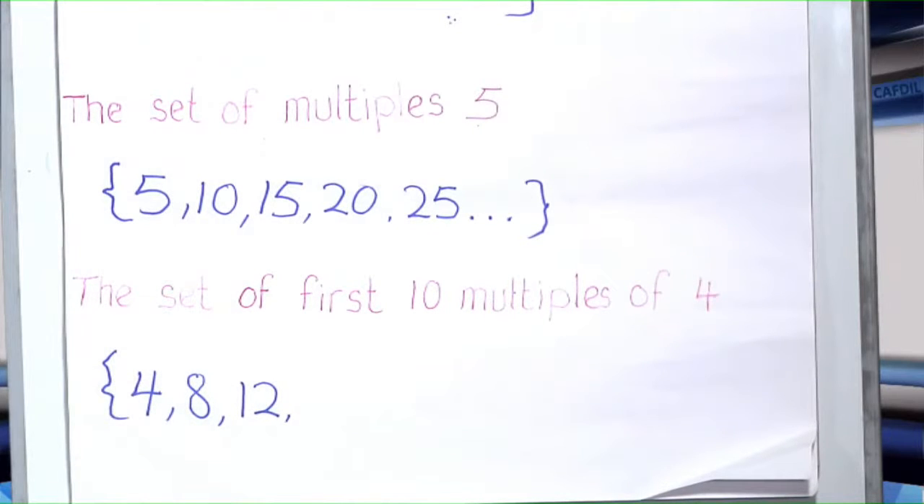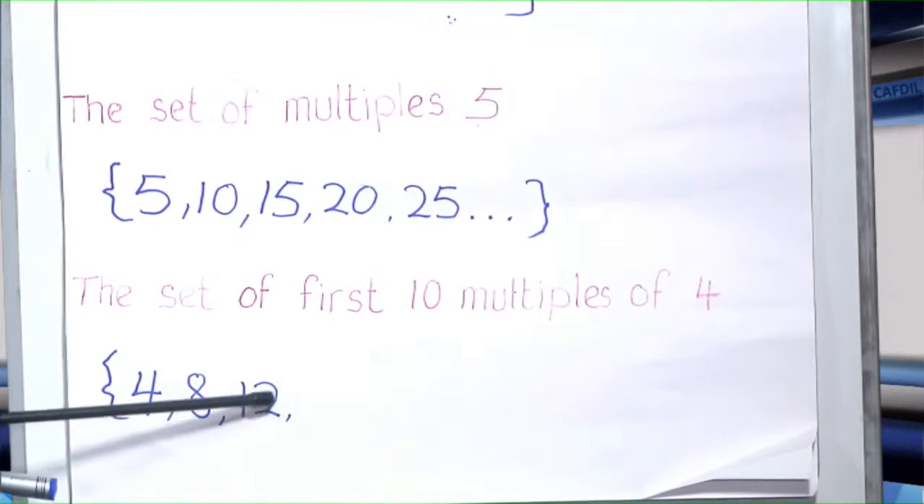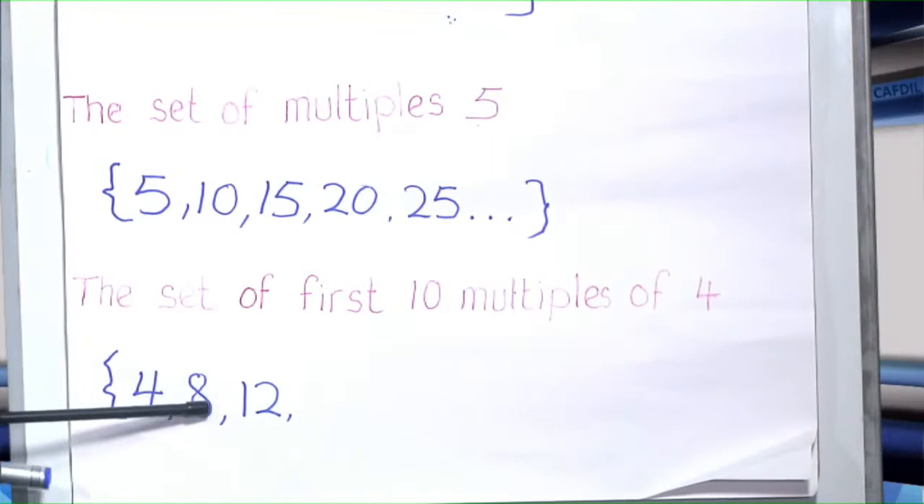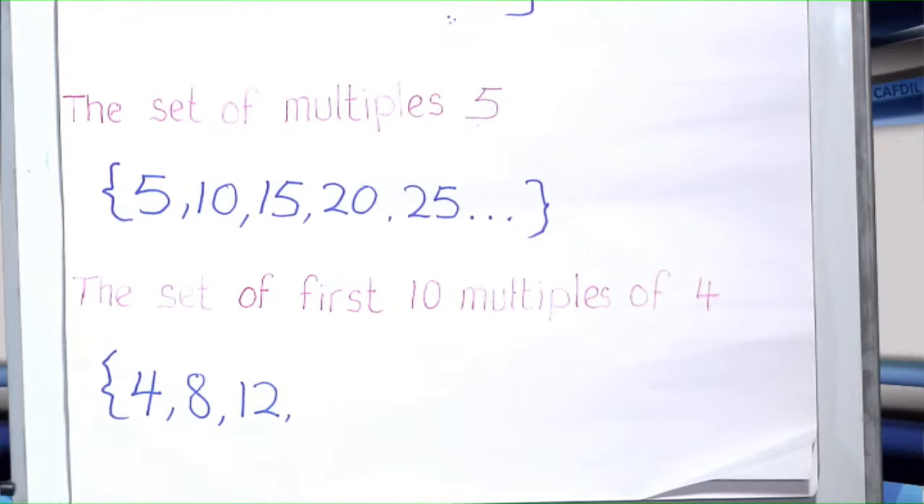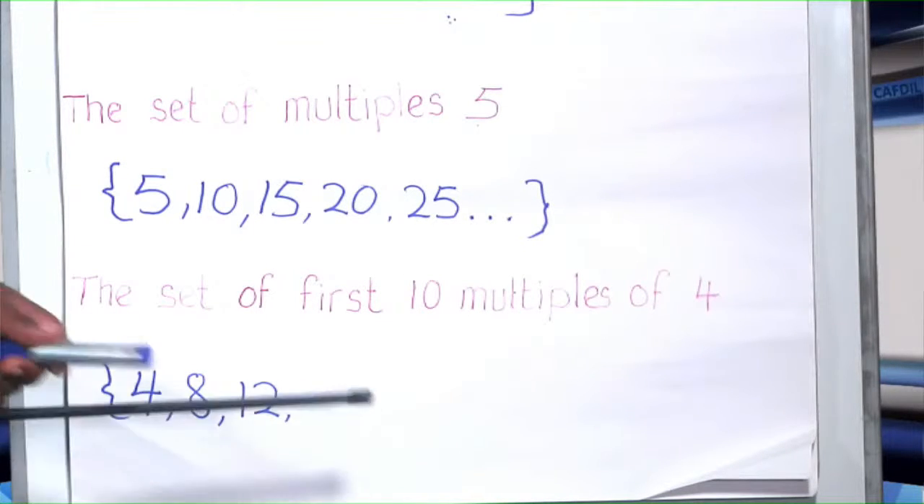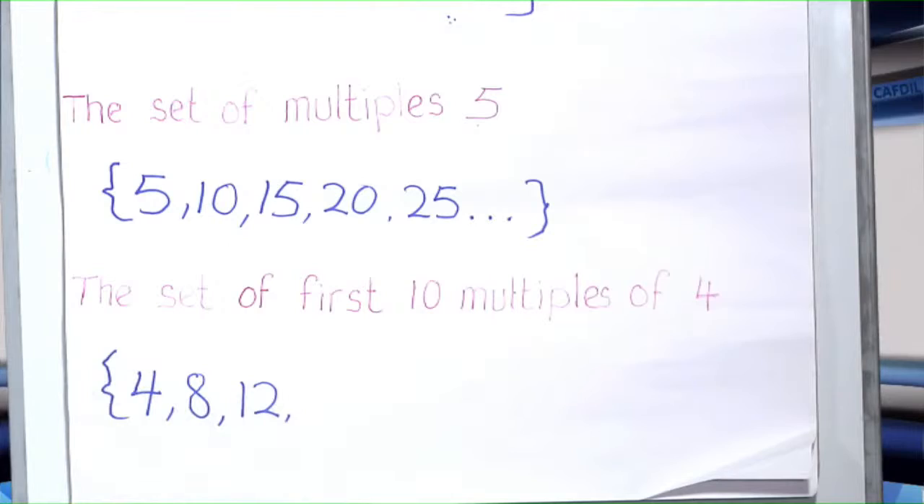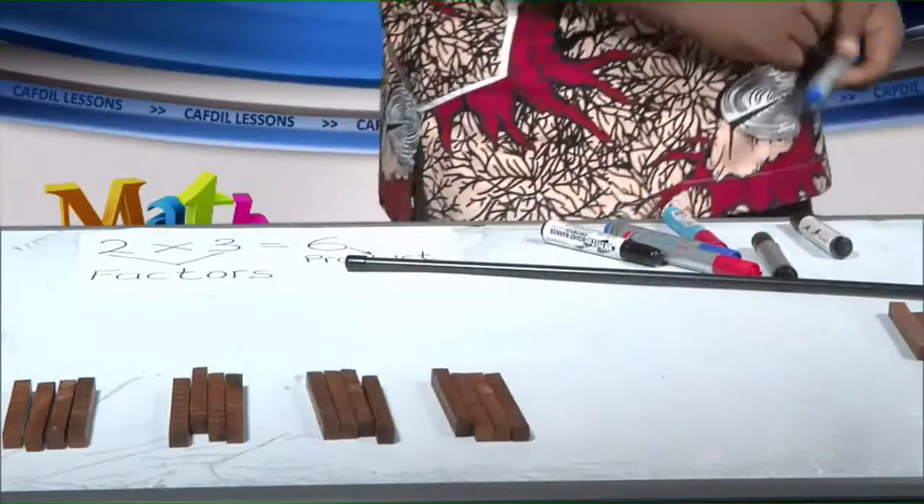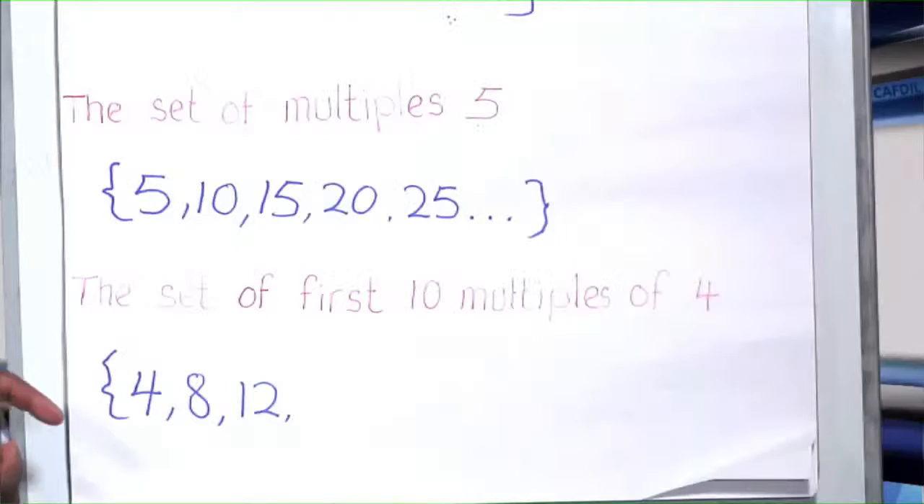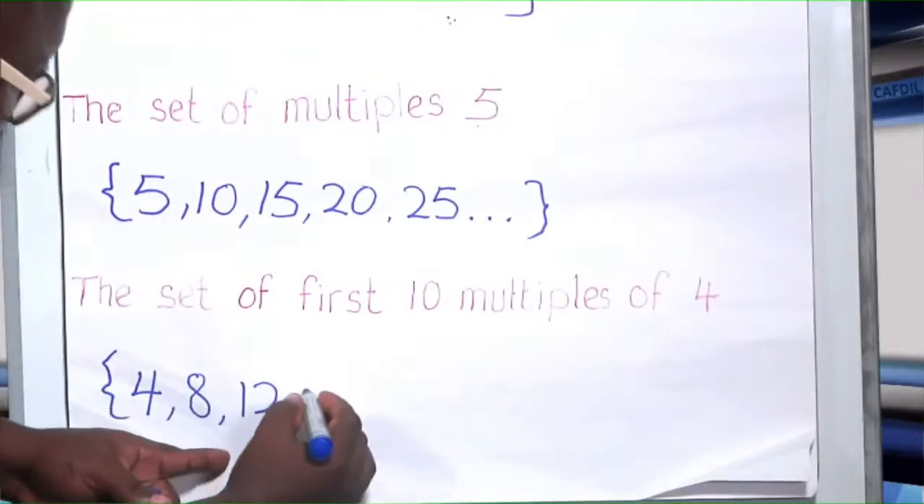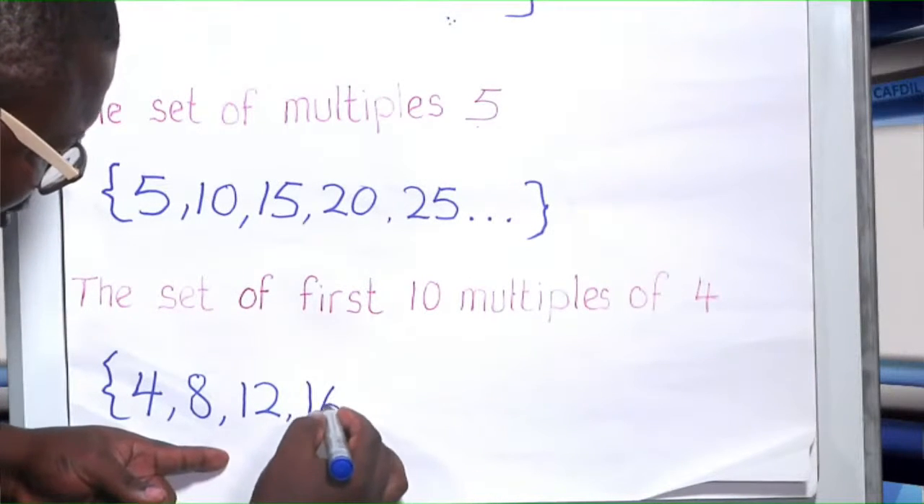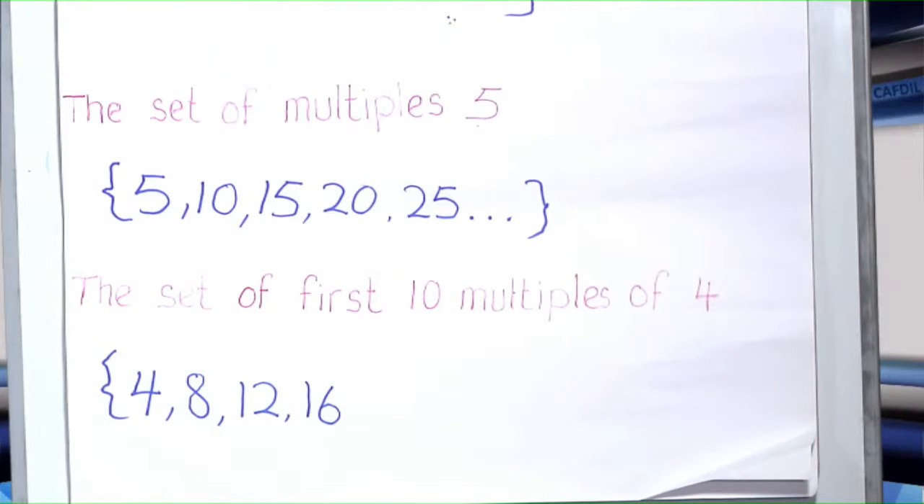How many have I done? This is the first 3 multiples of 4. So we have 3. And they are saying the first 10. So it means that I have what? 7 more to do. So I have to add another 4. It will be what? Yes, 16.